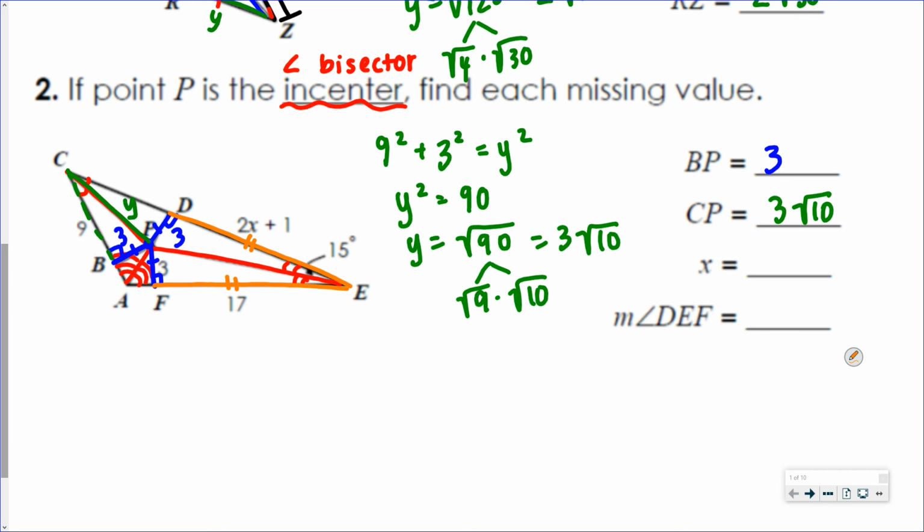That's going to help us find x. So since we know this is an angle bisector because it's an incenter, and we know that the shortest distance, or their equidistance from the two rays that make up this angle, that those are also going to be equidistant. All right, and then we just have this little equation. We got to solve for x. We get 8.